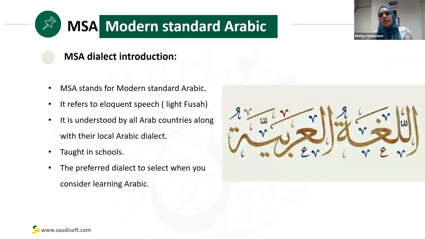So moving to the MSA dialect. MSA stands for Modern Standard Arabic. It is referred to as eloquent speech, Fusha. It's understood by all Arab countries beside their local Arabic dialect. MSA is the dialect used in learning Arabic in Arab schools, and it's also the recommended dialect to learn for non-native learners, as it will help non-native speakers to understand many other Arabic dialects.